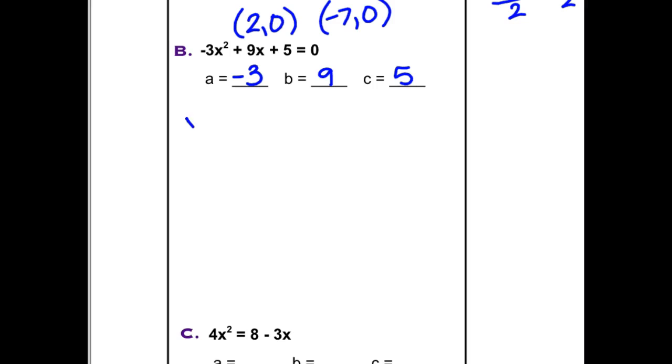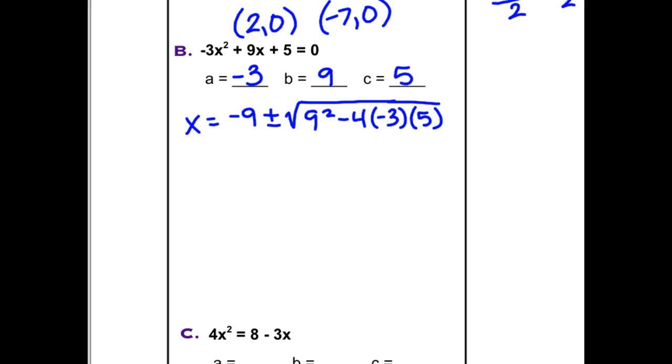So we put them in. x equals the opposite of b, so negative 9 plus or minus the square root of b squared minus 4ac, all over 2a. Now we start simplifying.